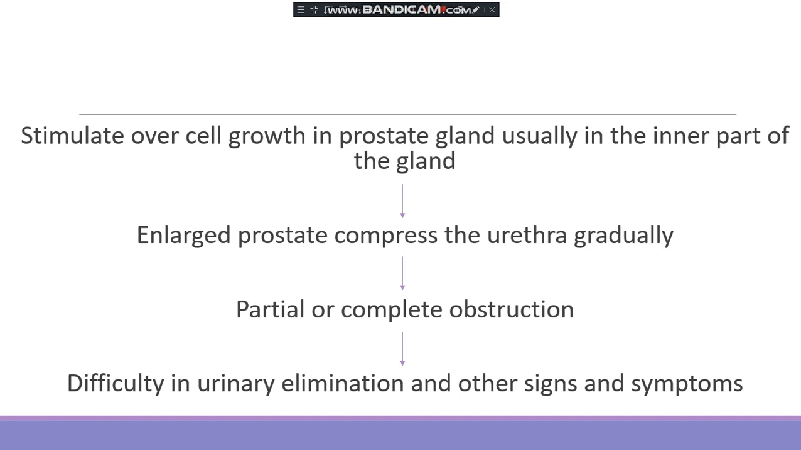Then what will happen? The prostate enlarges, that is, its size starts to increase. This enlarged prostate will gradually start to compress the urethra, so it ends up with partial or complete obstruction. Then the patient will start to exhibit some signs and symptoms, that is, difficulty in urinary elimination, and other signs and symptoms will occur.